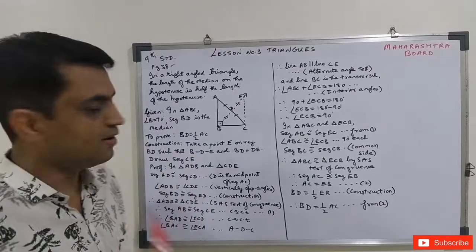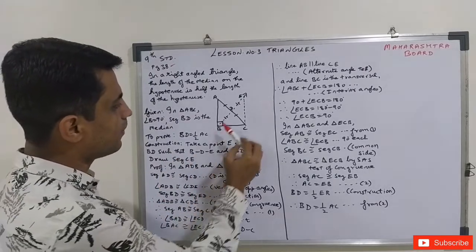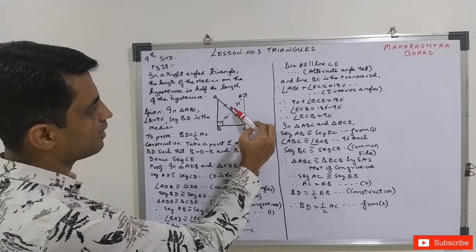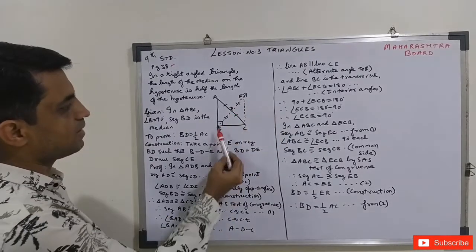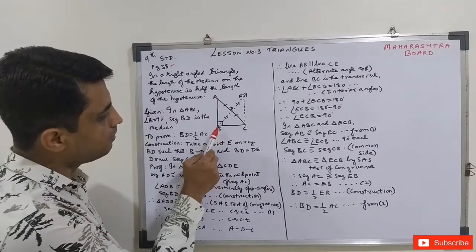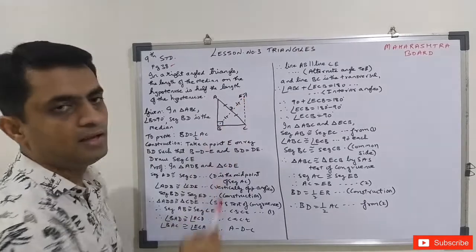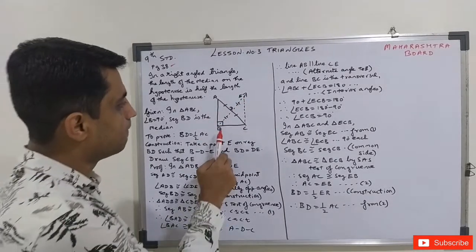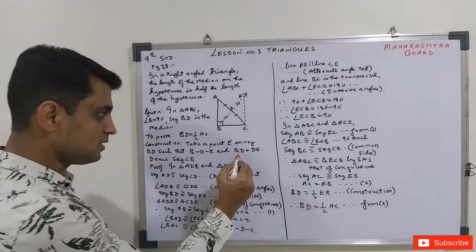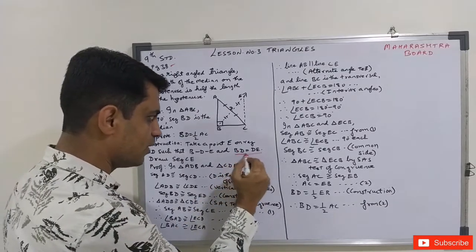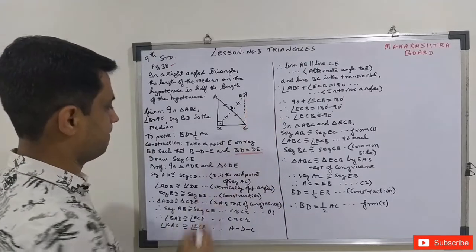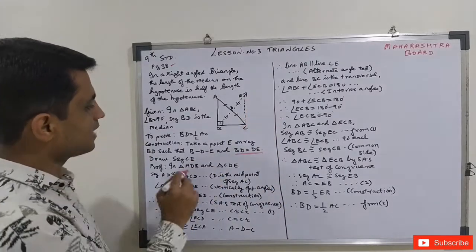Let us see. First of all, you draw the construction. Take a point E on the ray BD. So on BD we have taken this E such that B, D, E are collinear, and very important, BD is equal to DE. That is our construction. I am underlining this statement because we are going to use it, and we are going to join this CE.